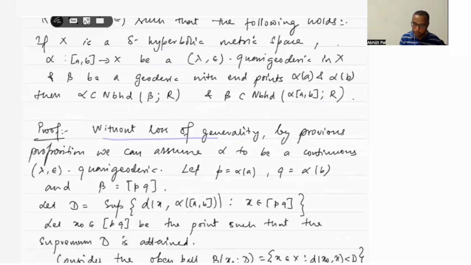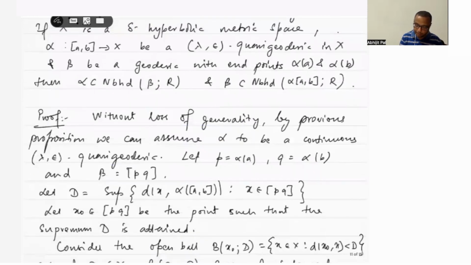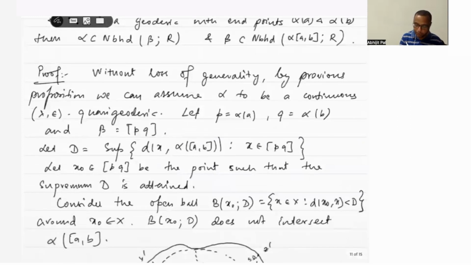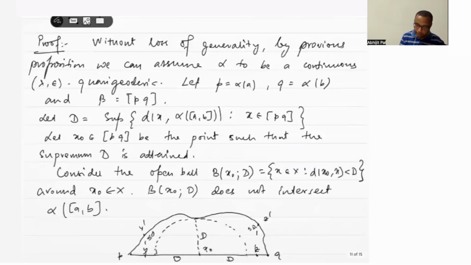So without loss of generality, by the previous proposition, we can assume alpha to be a continuous lambda epsilon quasi-geodesic. Let us take P to be alpha A and Q to be alpha B, and let us denote this geodesic beta like this. Now alpha is a continuous path which is a quasi-geodesic. Take D to be the supremum of the distance of X to alpha, where X lies on the geodesic joining P and Q. Because alpha is a continuous path, there exists X naught belonging to this geodesic such that the supremum D is attained at X naught.